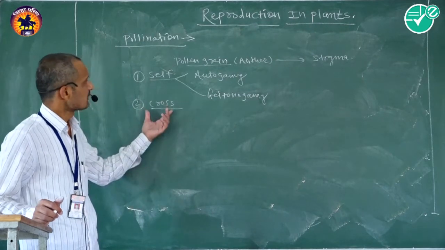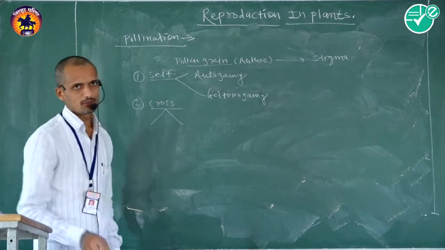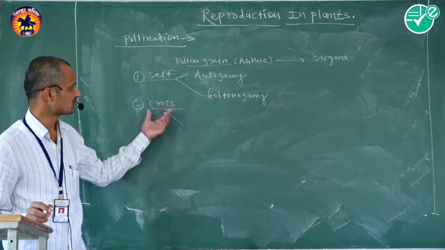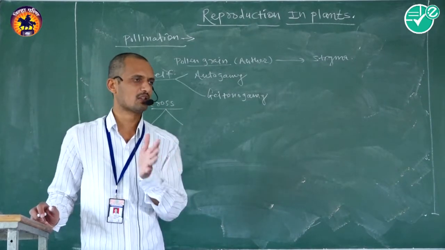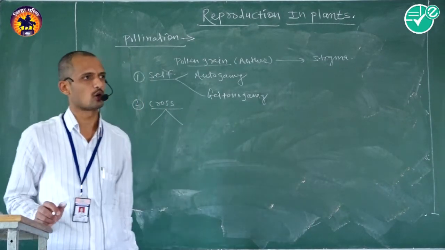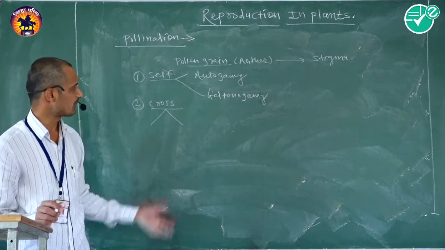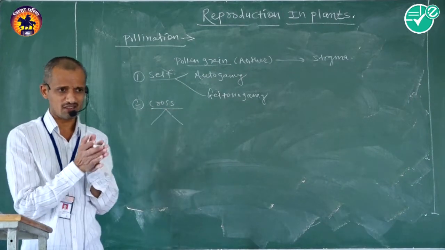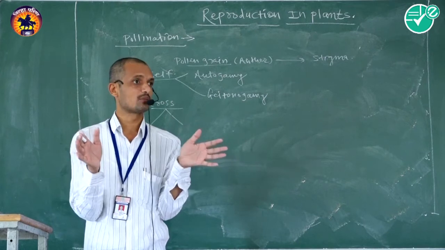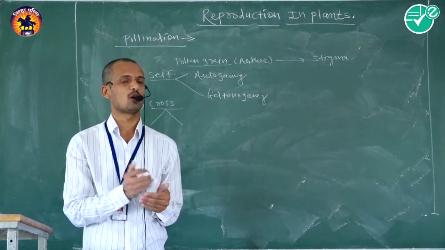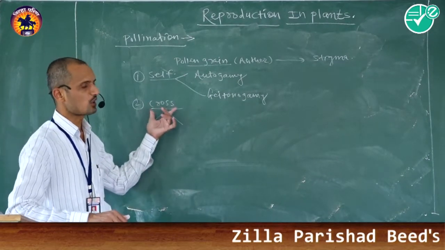Then the second type of pollination is called cross pollination: transfer of pollen grain from the anther to the respective stigma of two different flowers located on two different plant bodies of the same or different species. Cross means the flowers are different, the plant bodies are different, but the species may be the same or different.